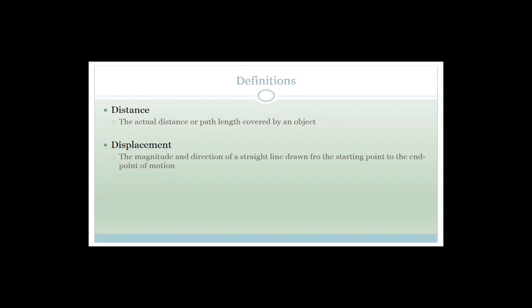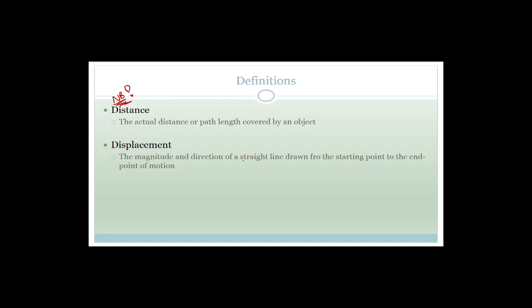Okay, so now that we've spoken about vectors and scalars, we're going to put it into practice and start by looking at motion in one dimension. First of all, we've already spoken about distance versus displacement, where distance is the actual distance or path length covered by the object. And guess what, guys? You need to learn this definition. It's very important.